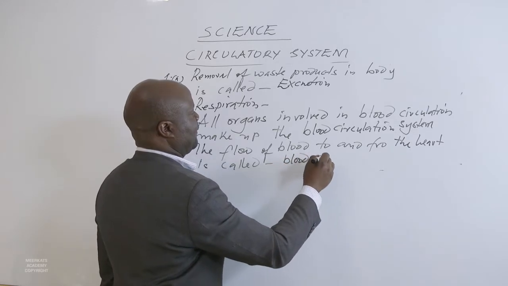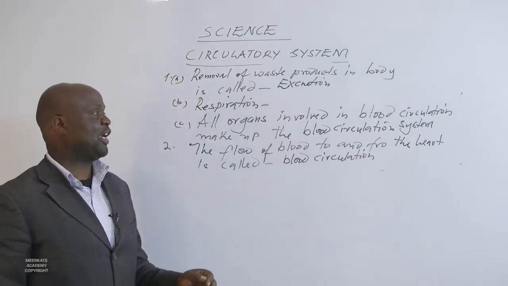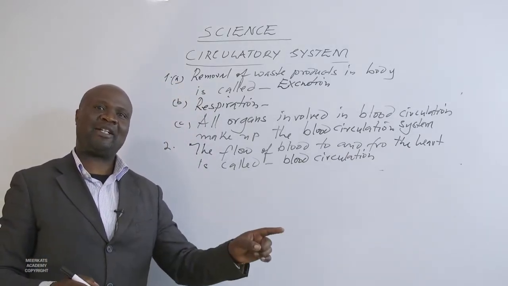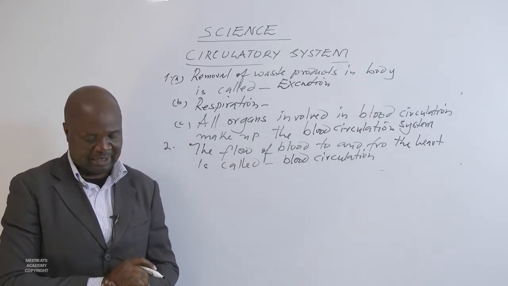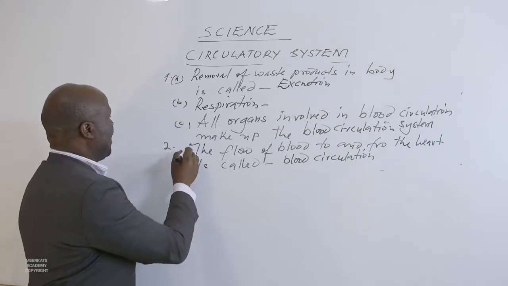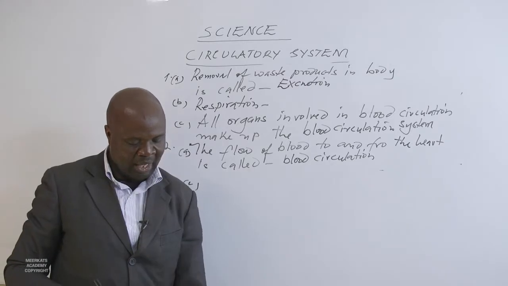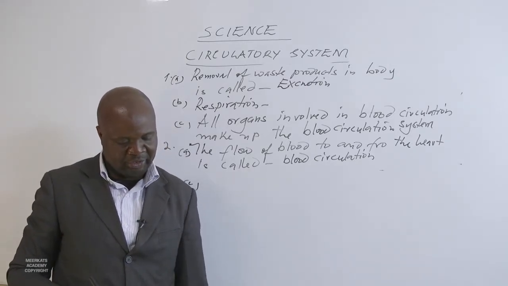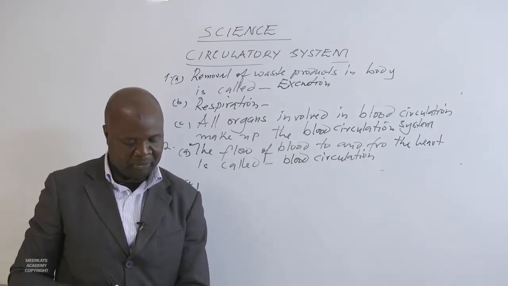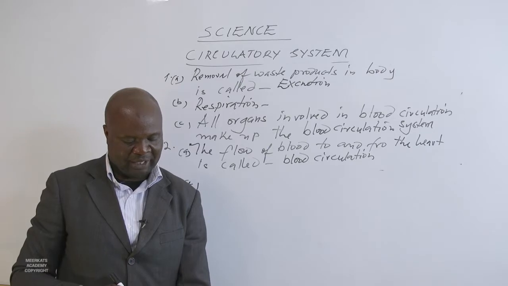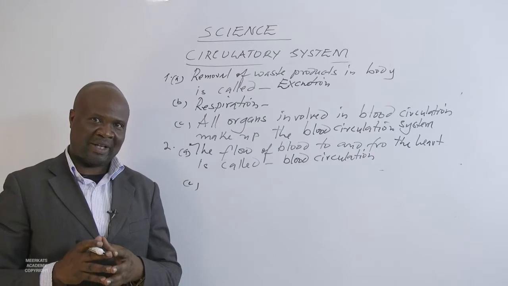Blood circulation is a term used to describe the flow of blood to the heart and from the heart. We can also have our question 2C. Question 2C reads: chemicals produced by white blood cells which fight and destroy germs are called what? What name do we give to the chemicals?